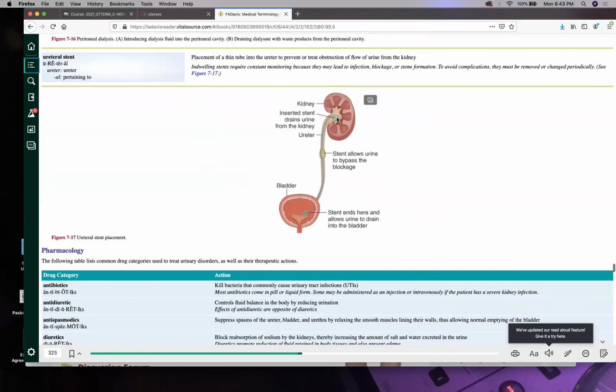This is a stent. We use it as extra tubing. That's what a stent does. It bypasses things. It has an extra tubing just in case there's a severe stenosis or cancer or something in here.